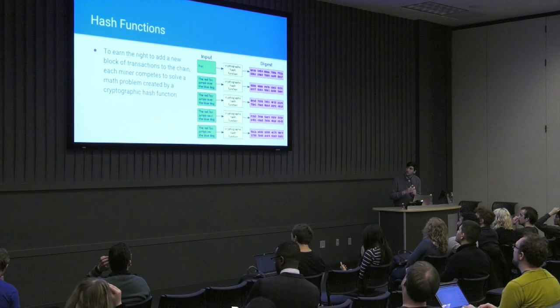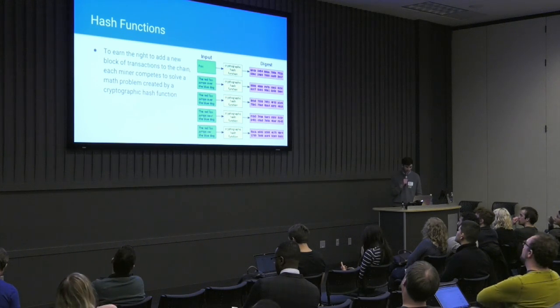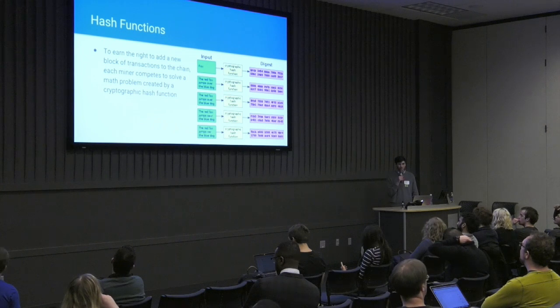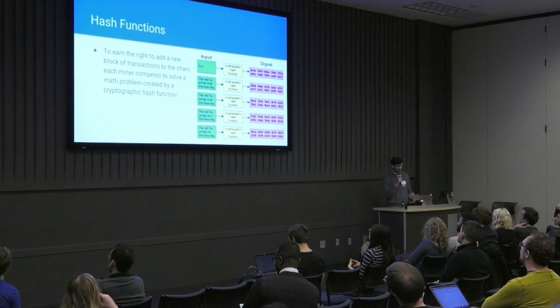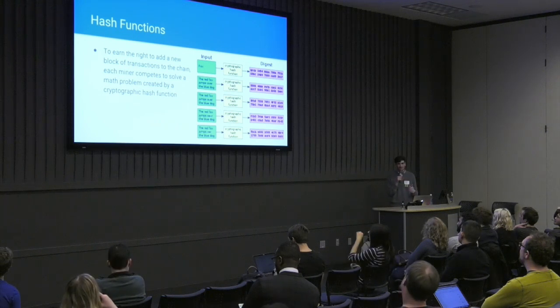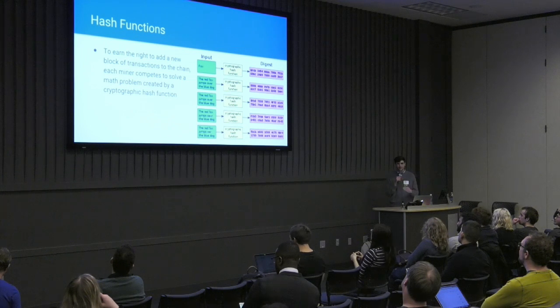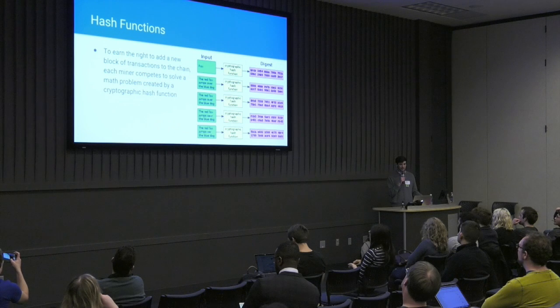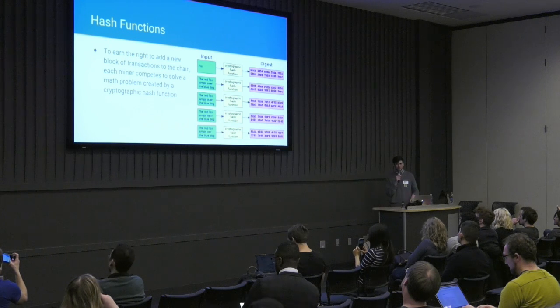Okay, so what happens when a new block needs to be added to the blockchain? To earn the right to add a new block of transactions, miners basically compete to solve math problems created by a cryptographic hash function. Whoever solves that hash problem first gets to add the next block to the blockchain. The reward for that is 12.5 bitcoins that are actually created out of nothing. They weren't there in the network before, and they're awarded to the miner who won that race.